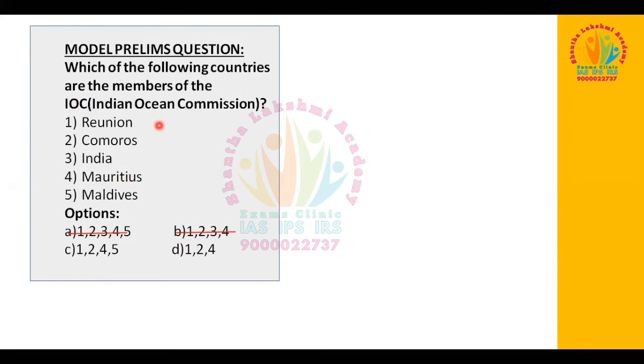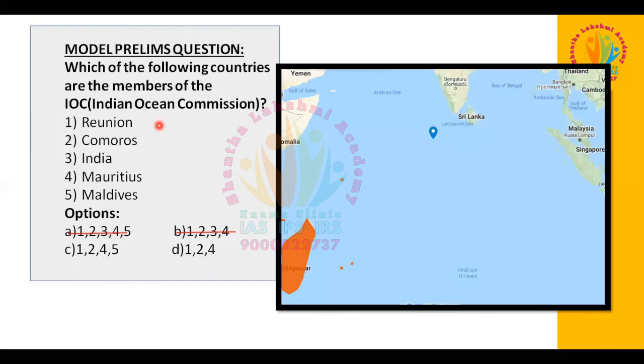That's where the tool of visual memory comes in handy. That is, make it a habit of marking the member countries of any organization in your Atlas or Google Maps and revise them regularly so that the visual will etch into your memory. Here, for example, if you can recall this map where only the 5 IOC countries were marked and there is no marking of Maldives, which is here.